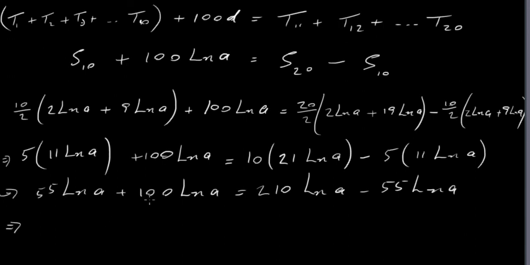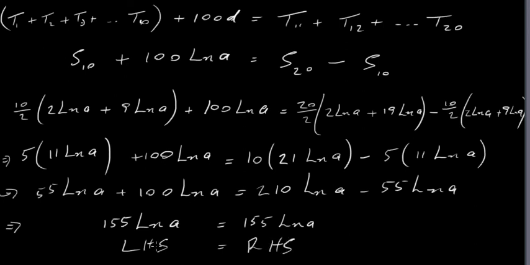So that gives us 55 plus 100 log A, which is 155 log A on the left hand side. And on the right hand side we've got to subtract 55 from 210 log A, so we will get 155 log A. So our left hand side and right hand sides are both equal, which is exactly what we had to prove. Our left hand side is equal to our right hand side. And that's it for that particular question.